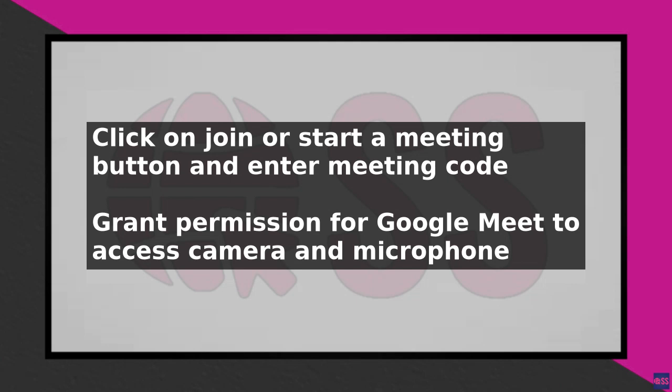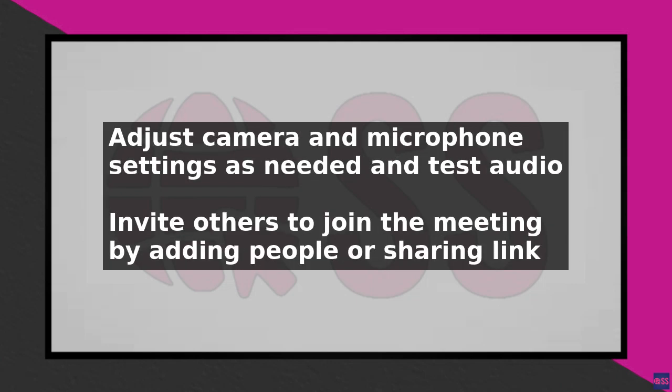Now, you will see a preview of your video feed. You can adjust your camera and microphone settings as needed. You can also test your audio and video by clicking on the settings icon and selecting the Test Audio and Video option.